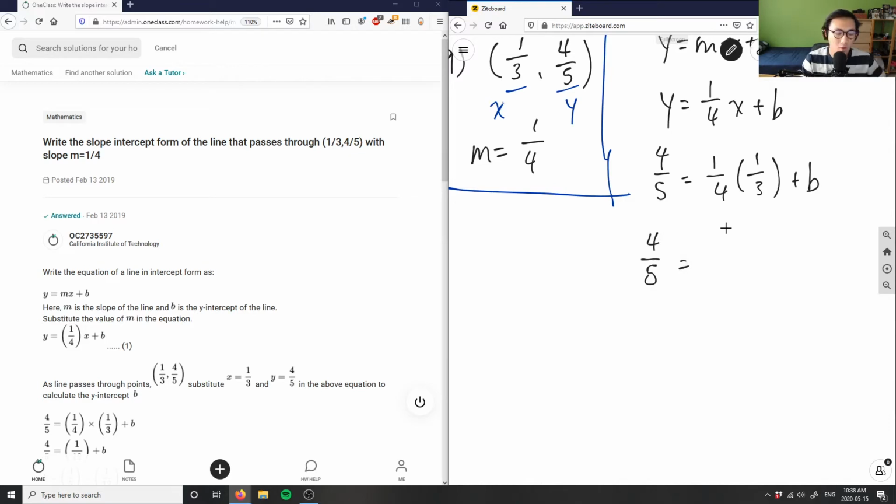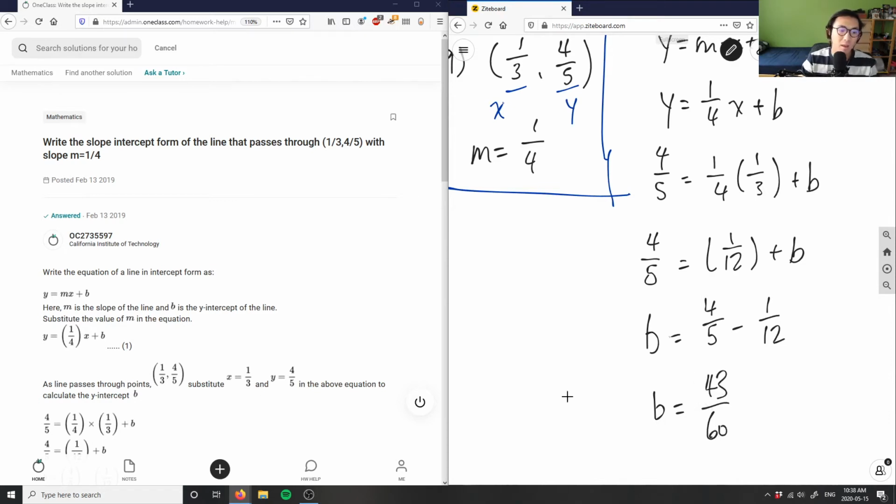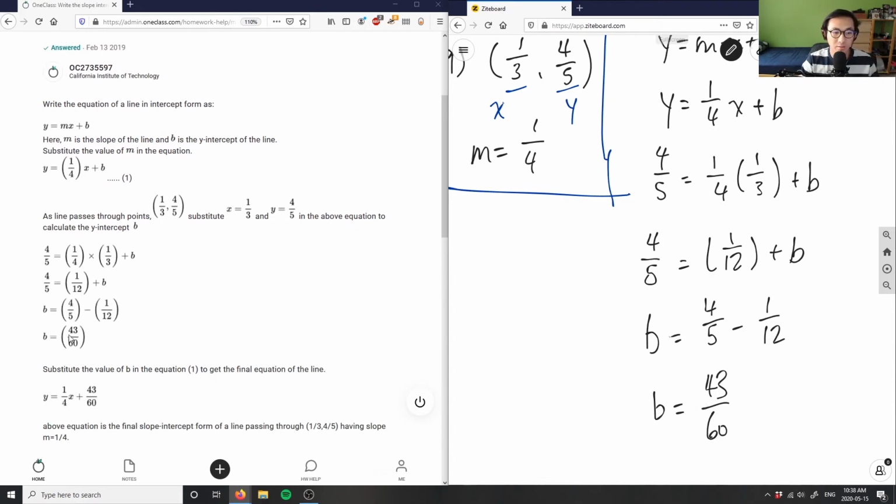4/5 equals 1/4 times 1/3, which gives me 1/12, plus b. And b would simply be 4/5 minus 1/12, which would give me a value of 43/60. And I believe the solution here is correct. Again, this solution is correct, so 43/60 is correct.